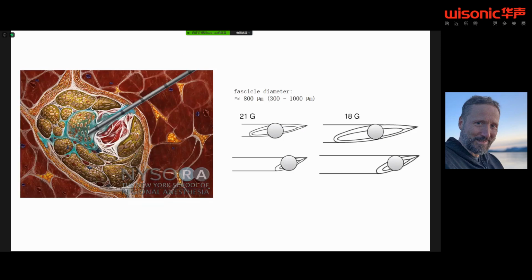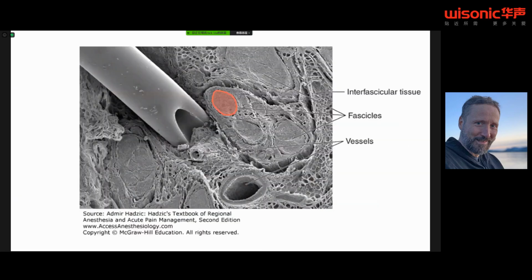the size of a common needle, 21 gauge, 18 gauge, in relation to an average nerve fascicle around 800 micrometers, and you can see it is impossible to place such a big needle into a tiny fascicle.